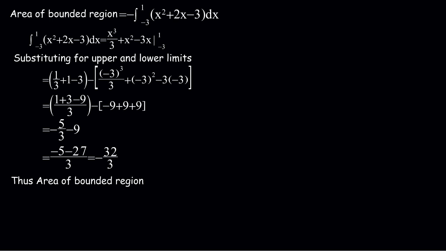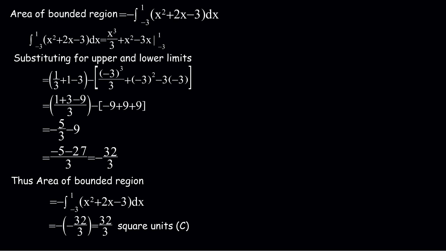Now, remembering, the area of our bounded region is the negative of our integral, which is the negative of the integral of s squared + 2s - 3 ds, with upper limit 1 and lower limit -3. So therefore, it will be equal to the negative of -32/3, which is equal to 32/3 square units.